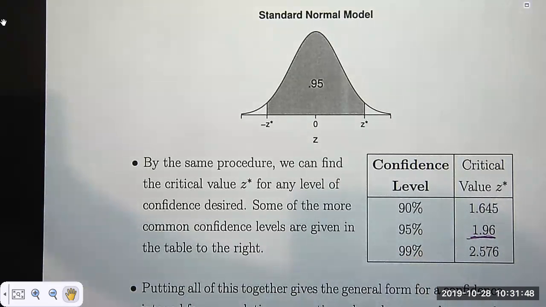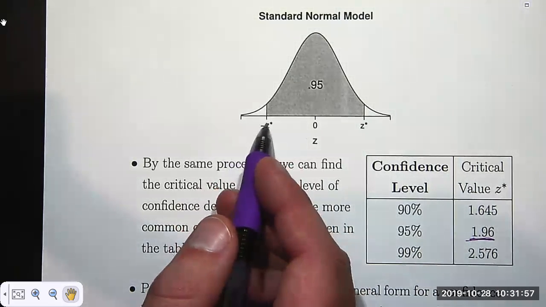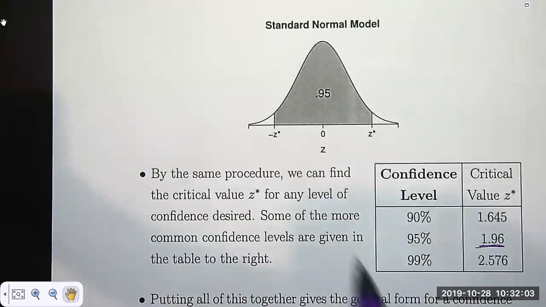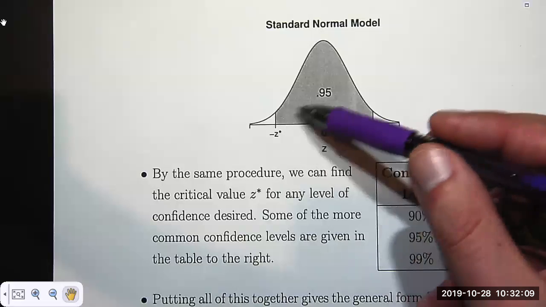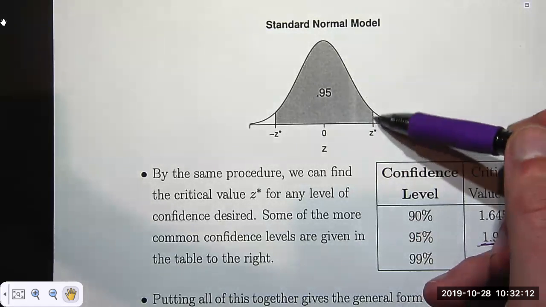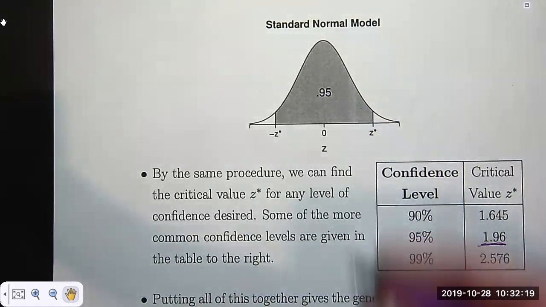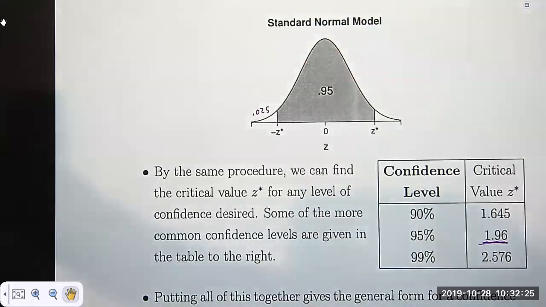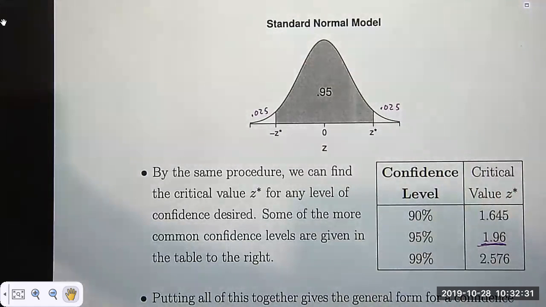but we can actually find these using inverse norm. So here, let's work off of this. We want to find Z star such that negative Z star to Z star are the boundaries for 95% of the area under this normal curve. So what that means is that we've got 0.025 right there, and then we've got 0.025 there, the area in the two tails.